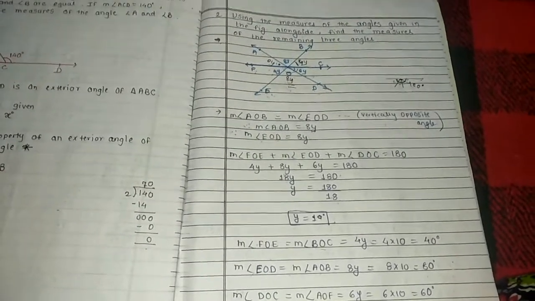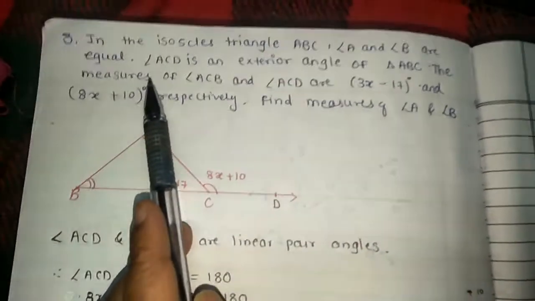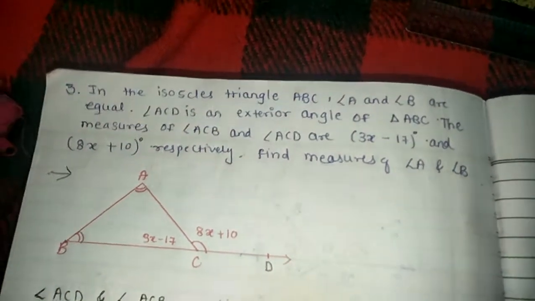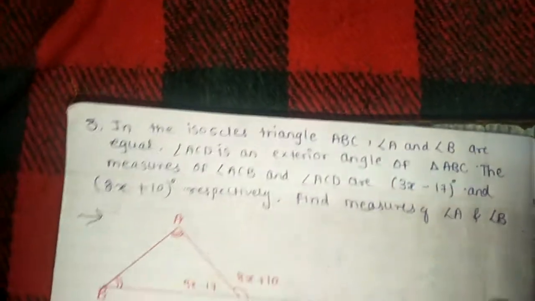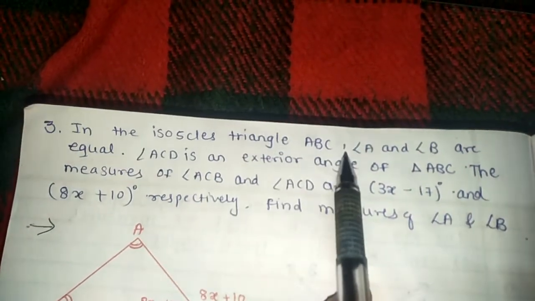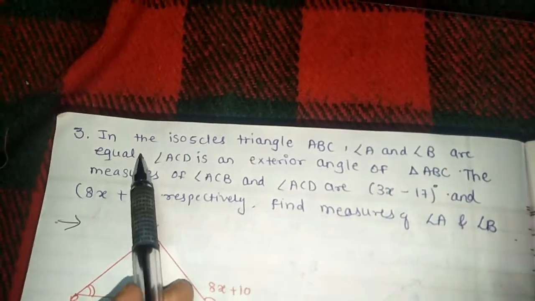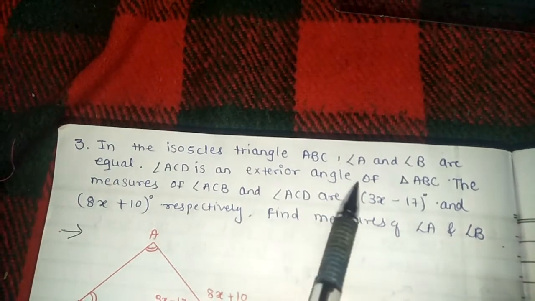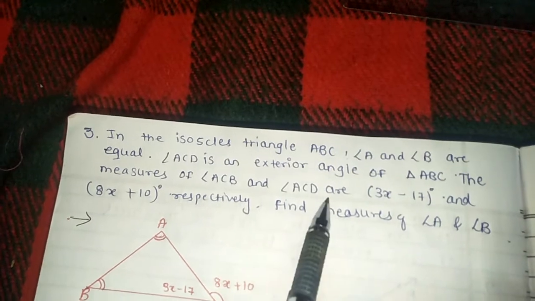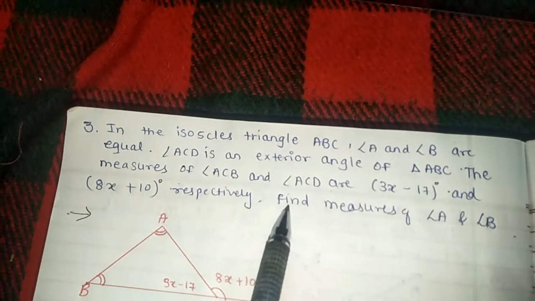Now we will go towards example number 3. For example number 3, you need to make a diagram. The diagram is not given; from the question, I made this diagram. So what is the question? In the isosceles triangle ABC, angle A and angle B are equal. Angle ACD is an exterior angle of triangle ABC. The measures of angle ACB and ACD are 3x minus 17 and 8x minus 10. Find the measures of angle A and B.